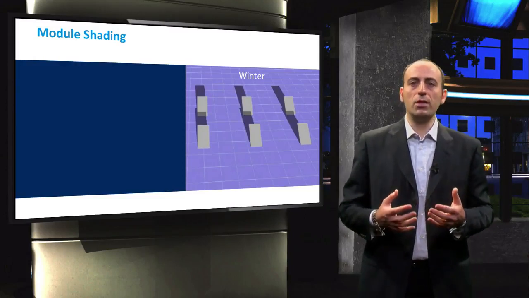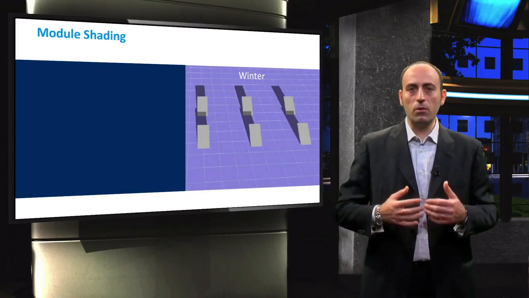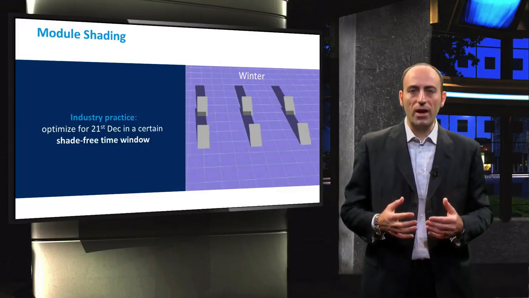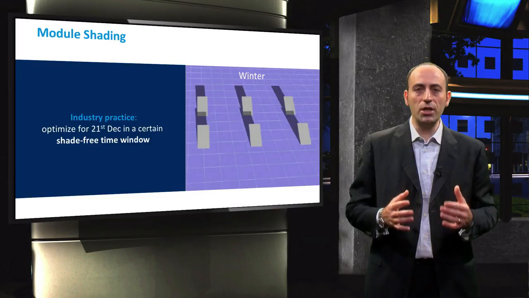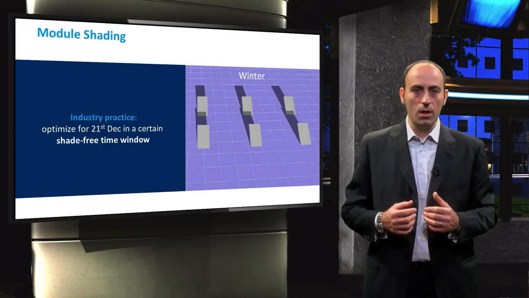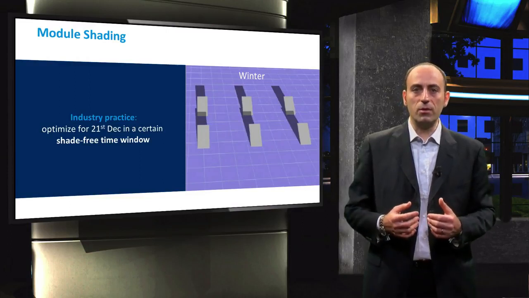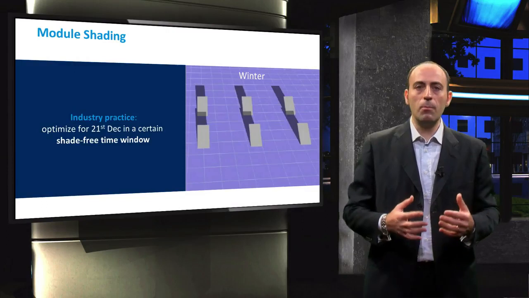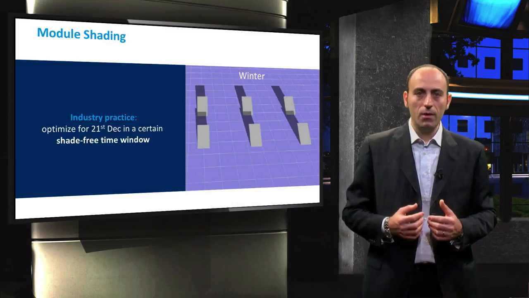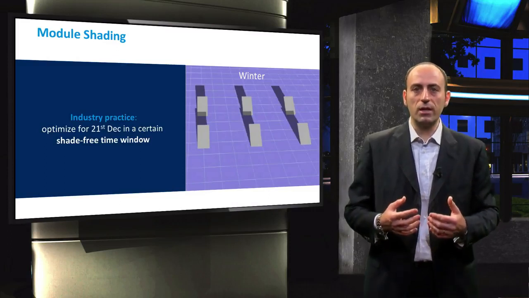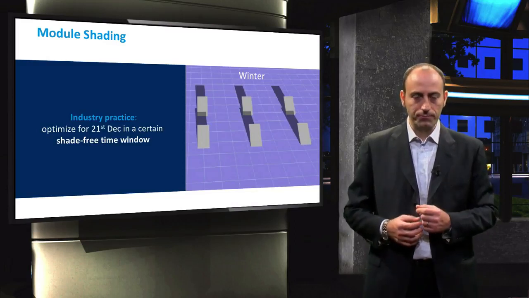Since the length of the shadow is the longest when the sun is lowest on the horizon, reaching its minimum on the 21st of December, it is common practice for installation companies to design and optimize the PV system for a shade-free time window on this date. Normally, this shade-free interval of time is an input from the customer, who needs, for example, the maximum power achievable by the system from 10 a.m. to 2 p.m. Then, based on this input, the engineer calculates what the inter-row spacing should be. Let's see how to do it.